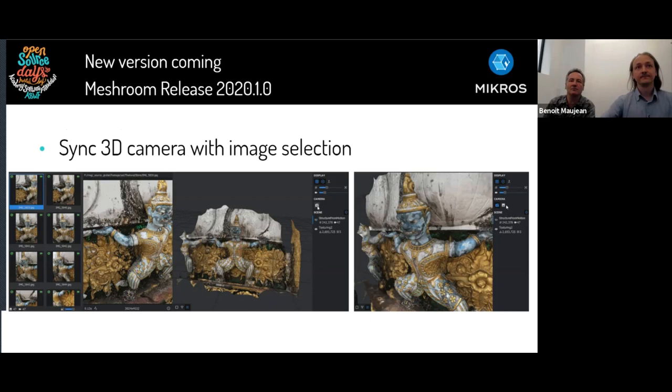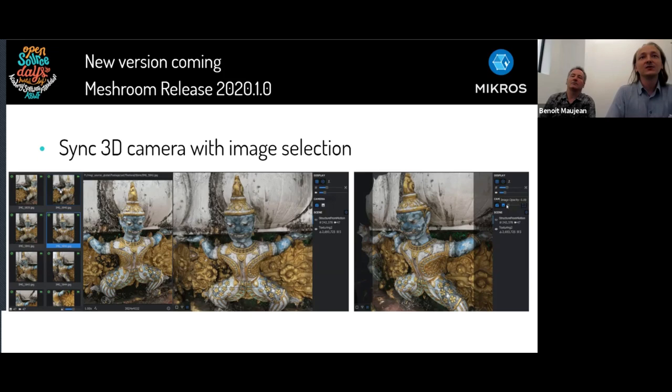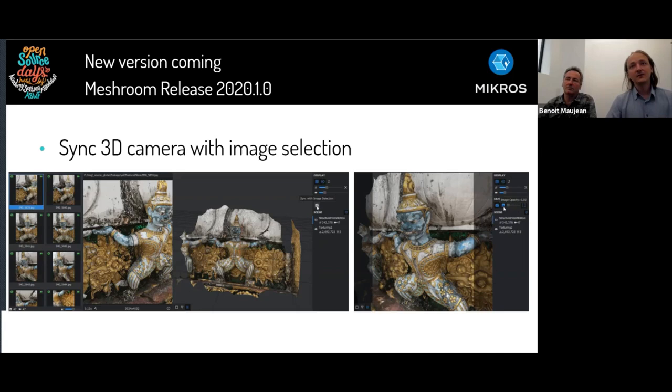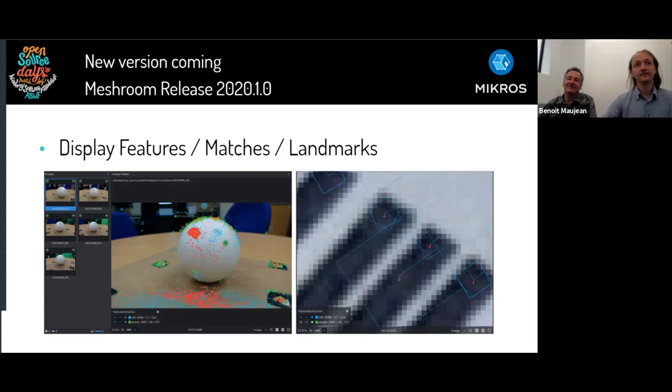In terms of visualization, we have also added a tool to be able to look through the 3D camera that we have found. And we can overlay the original input images and undistorted images to see in detail the variation. On the more technical side, we have also new visualization tools. So here, for instance, we can visualize the feature points that we have extracted on the 2D images.